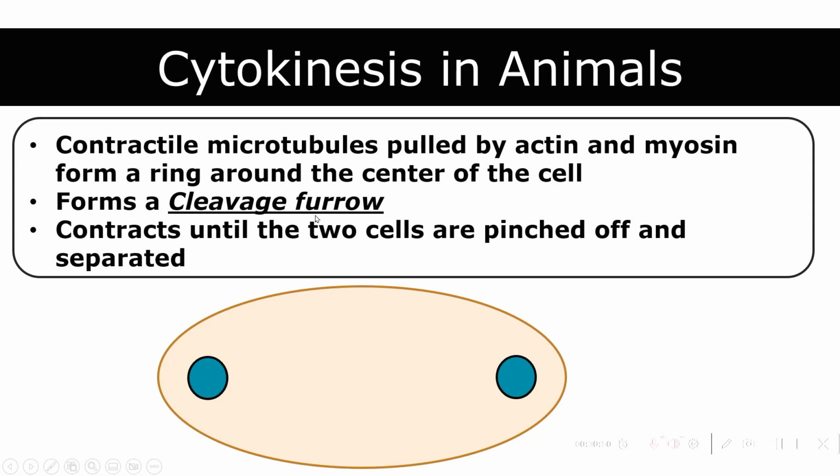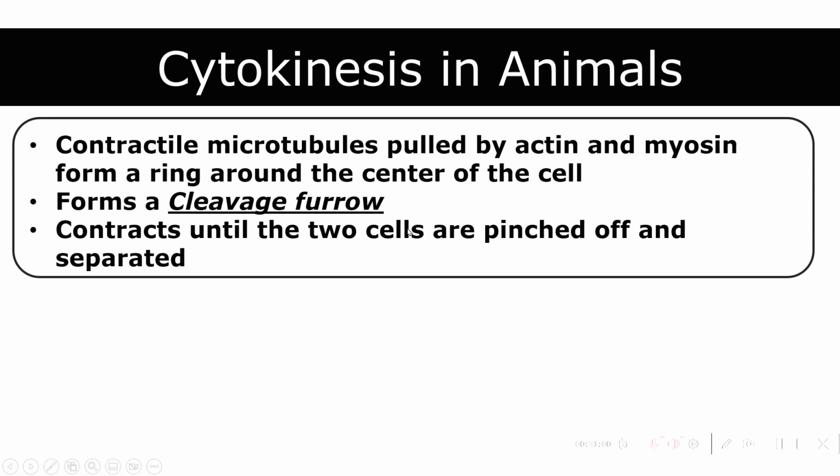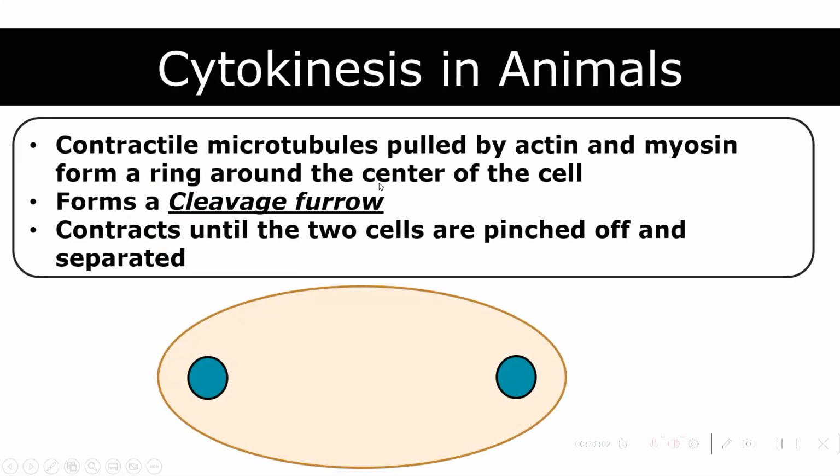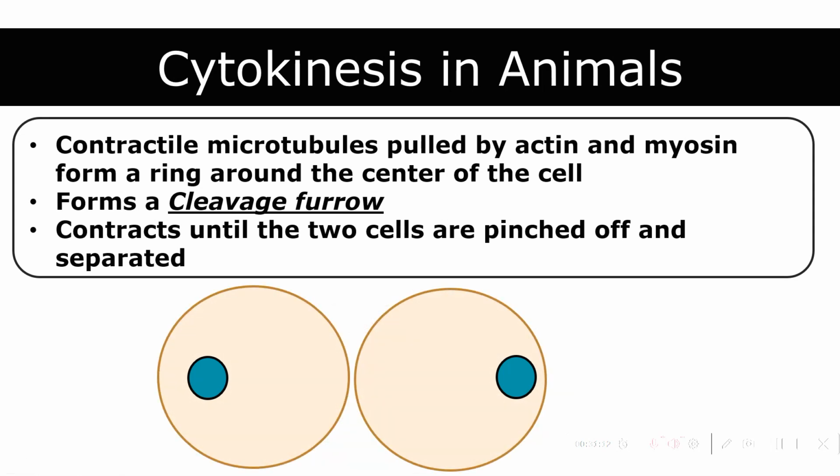So after the cell cycle is complete, to fully separate these two cells from each other, you need to conduct something called cytokinesis. And it is different in plants and animals. So in animals, it is governed by a contractile ring made of microtubules called a cleavage furrow. And so it contracts and it's going to pinch off the cells from one another.